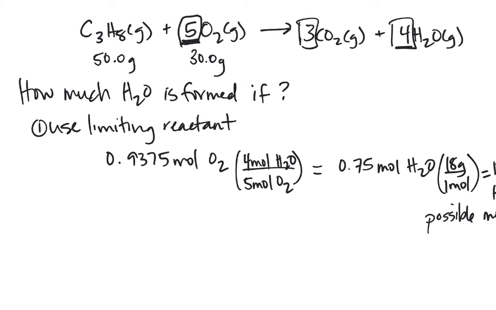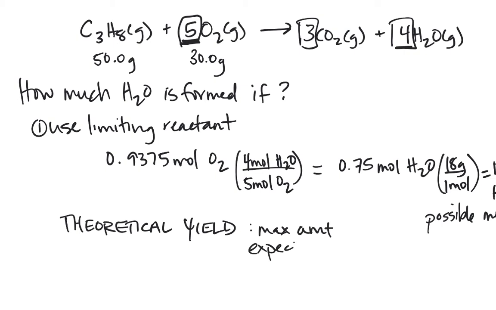Now that's the maximum amount that can be made, and that is what we call the theoretical yield. The theoretical yield is the maximum amount expected to be made.